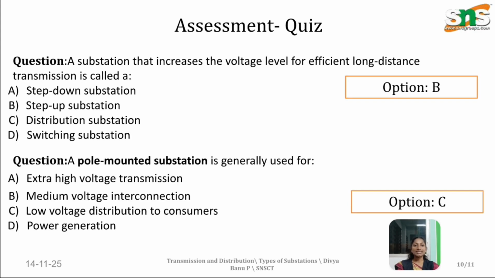So let us have a small assessment. A substation that increases the voltage level for efficient long distance transmission is called a... Increasing the voltage means by default it is step up. A pole mounted substation is generally used for low voltage distribution. So it is option C.